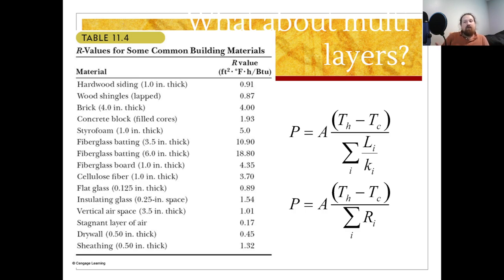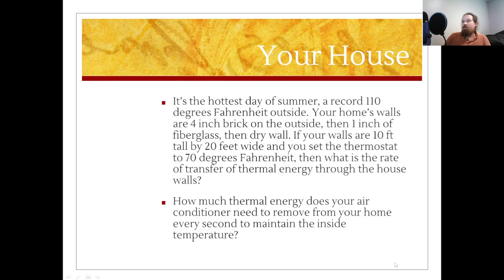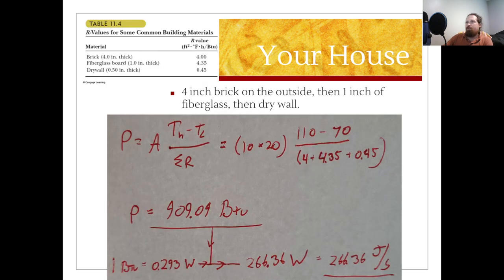I'd like to demonstrate how to use this one real quick. So let's look at a construction question where we build a wall out of more than one type of material. It's the hottest day of summer. It's 110 degrees Fahrenheit outside. The walls of your home are made of 4 inches of brick, followed by 1 inch of fiberglass, and then a standard industry sheet of drywall. Said walls are 10 feet tall by 20 feet wide, and the inside of the building is set to be 70 degrees Fahrenheit. Our question: what is the rate of thermal energy flow through this particular wall?